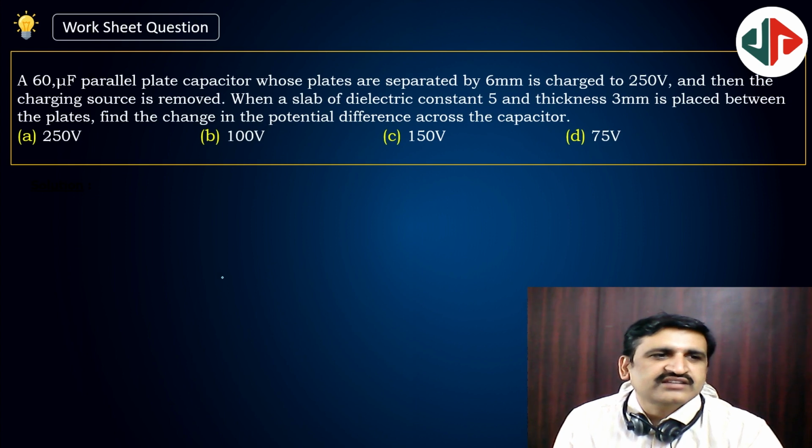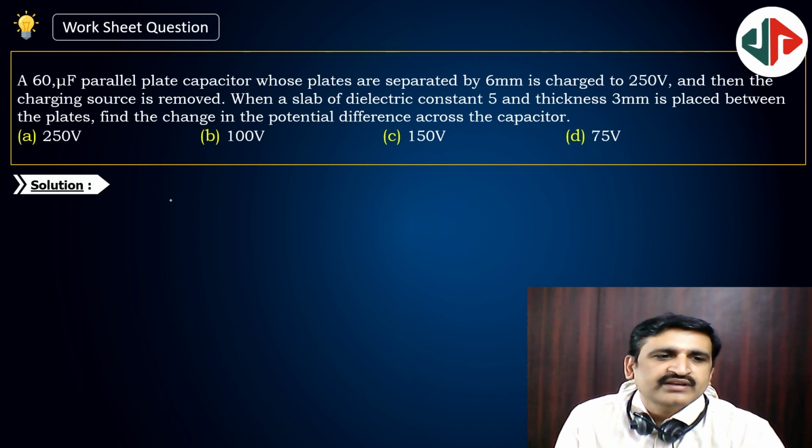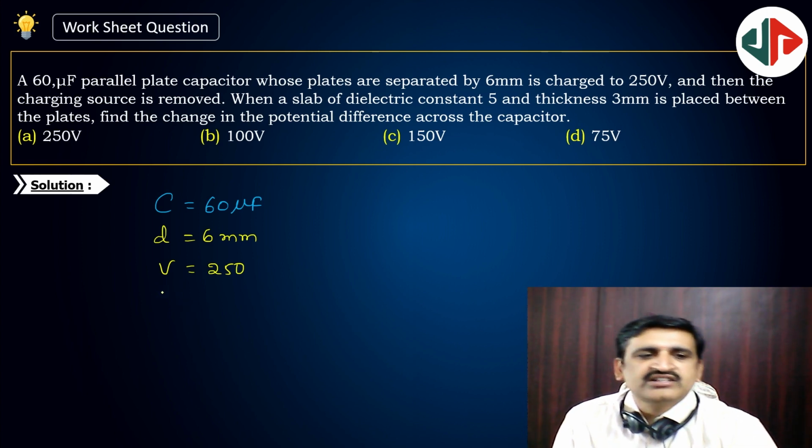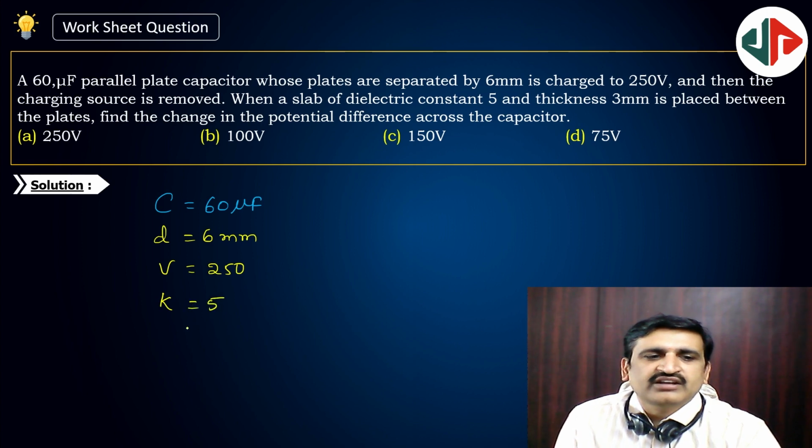A 60 microfarad parallel plate capacitor whose plates are separated by 6 mm. Capacity 60 microfarad and plate separation D is equal to 6 mm. Voltage charged to 250, and then the charging source is removed when a slab of dielectric constant K is equal to 5 and thickness T is equal to 3 mm is placed. Find the change in the potential difference across the capacitor.